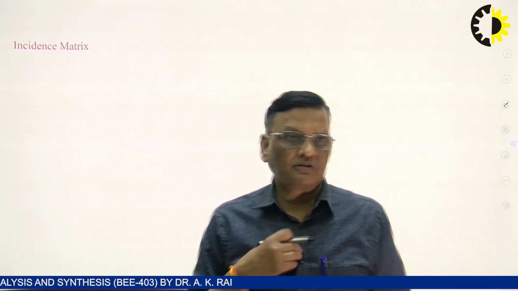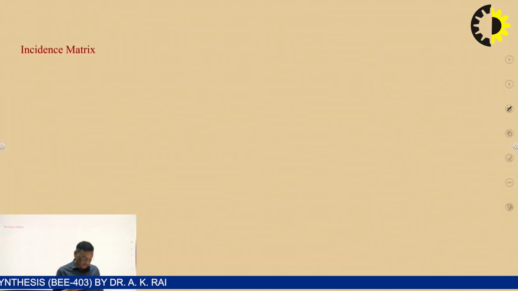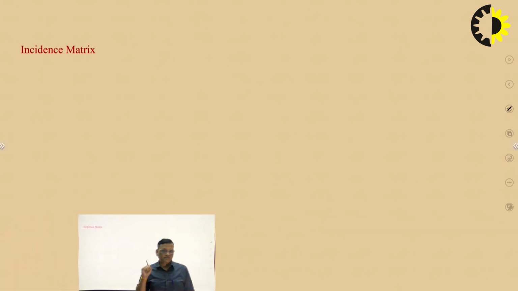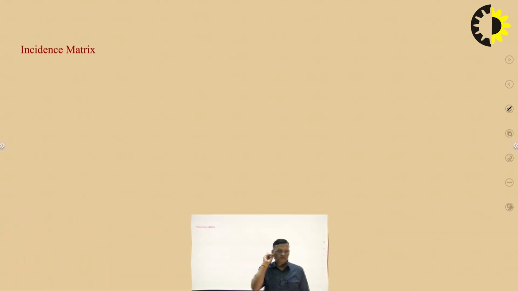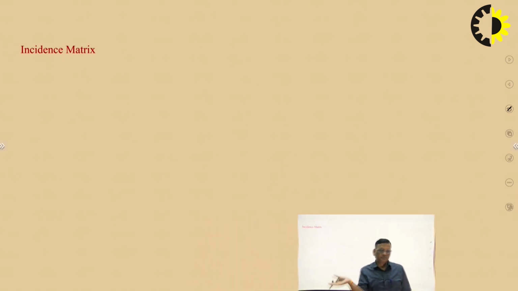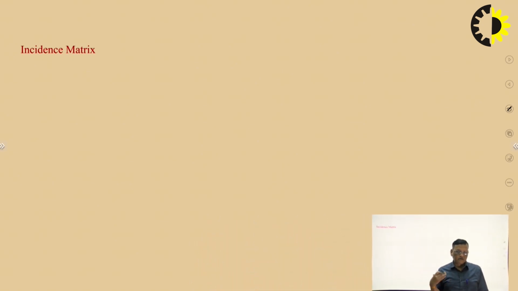So this is about the tree. The tree is applicable to a connected graph. If the graph is disconnected, then we have the concept of a forest. We have to take a tree from each connected subgraph.